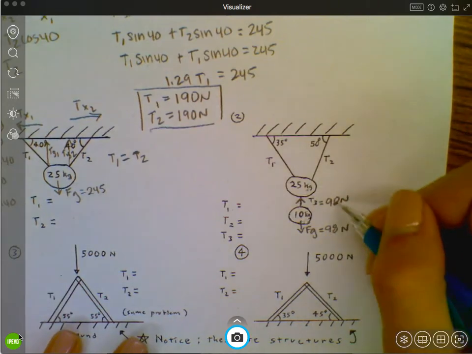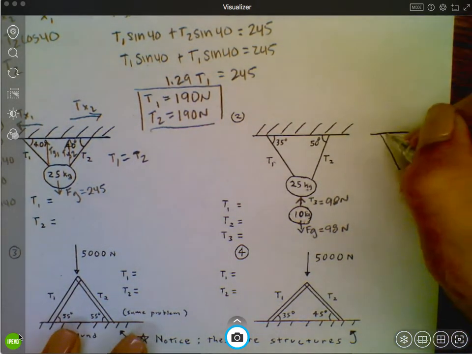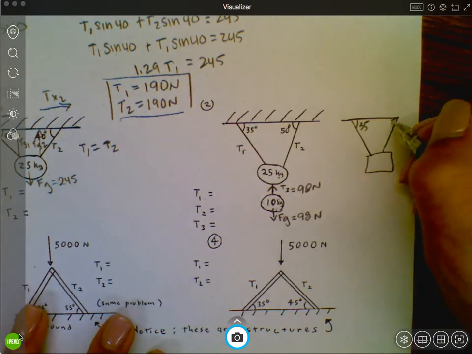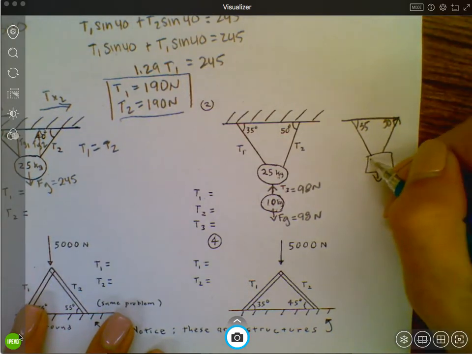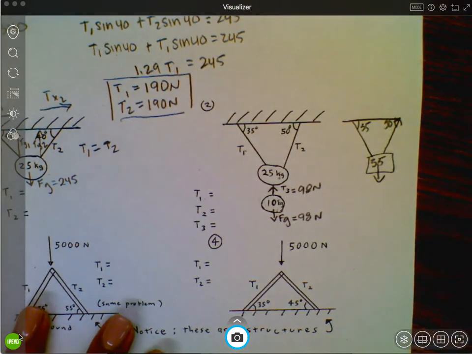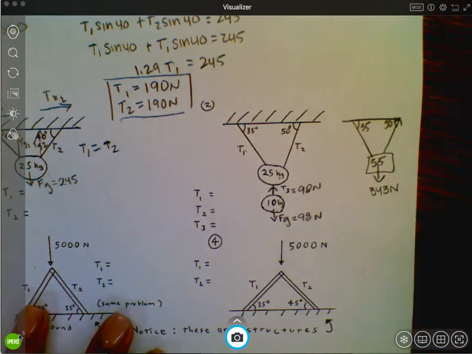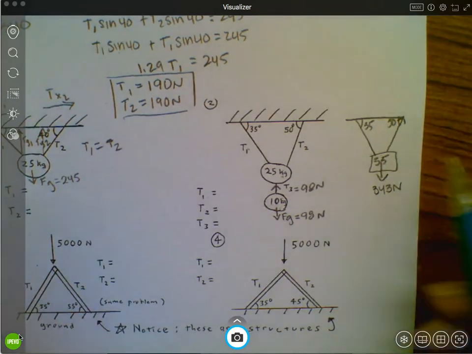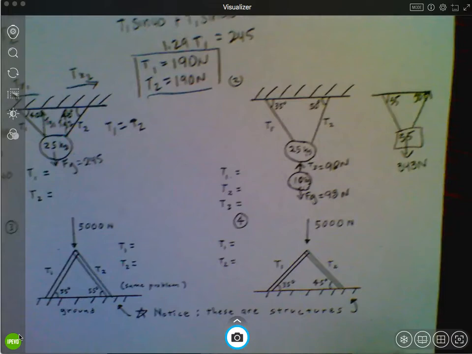So once you've got T3 done, then just make it a new problem where the angles stay the same. That's still 50, but this is 35. And so then this is just 35 times, so the F gravity would be 343. Then you solve it just like we did the first example, just with these combined. Hopefully that makes sense. We can talk more about that one in class.